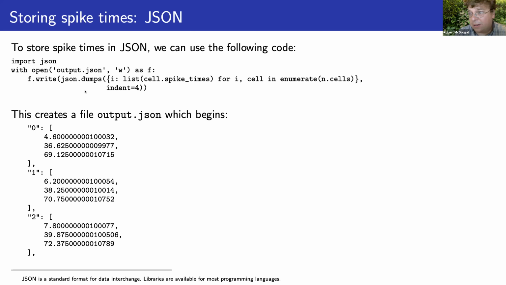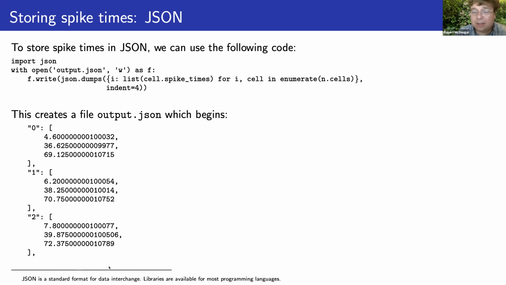The JSON libraries will all ignore the indentation. But what this is going to do is put the same data in a structured format. It's going to look like this. This is a slight lie. There's actually an opening curly brace that's not shown here. But so the output.json is going to have a curly brace. 0 is going to fire at these times. 1 is going to fire at these times. 2 is going to fire at these times, and so forth.